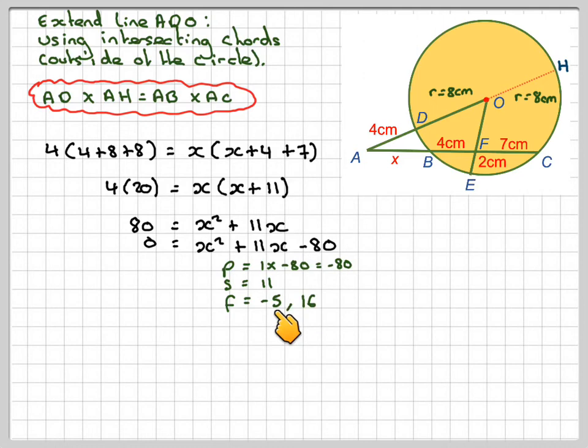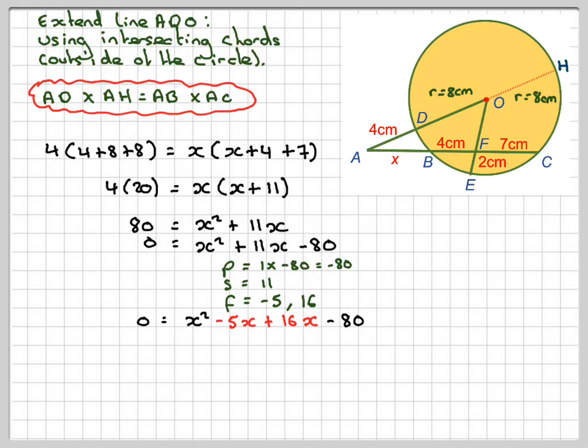With a bit of trial and improvement, you'll come up with minus 5 and 16. Minus 5 times 16 makes minus 80. Minus 5 plus 16 makes 11. So we're going to have that 0 is equal to x squared. So you split the 11x up into minus 5x plus 16x minus 80.